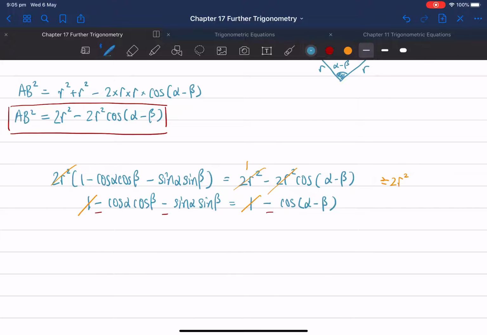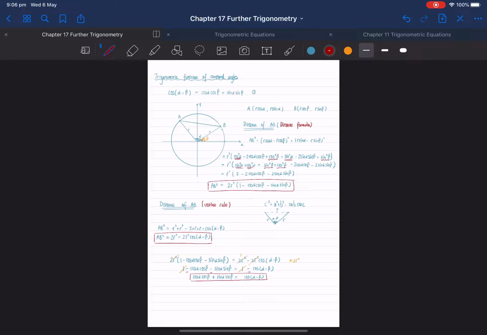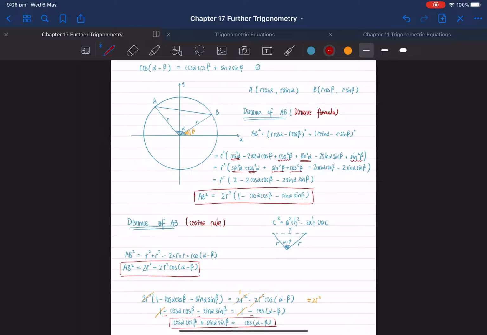So we're going to get cosine alpha cosine beta plus sine alpha sine beta is equal to cosine of alpha minus beta. And hence we have just proved the first formula. Wow, okay. So that's how you prove the first formula. It's just using two ways to find the distance of AB.